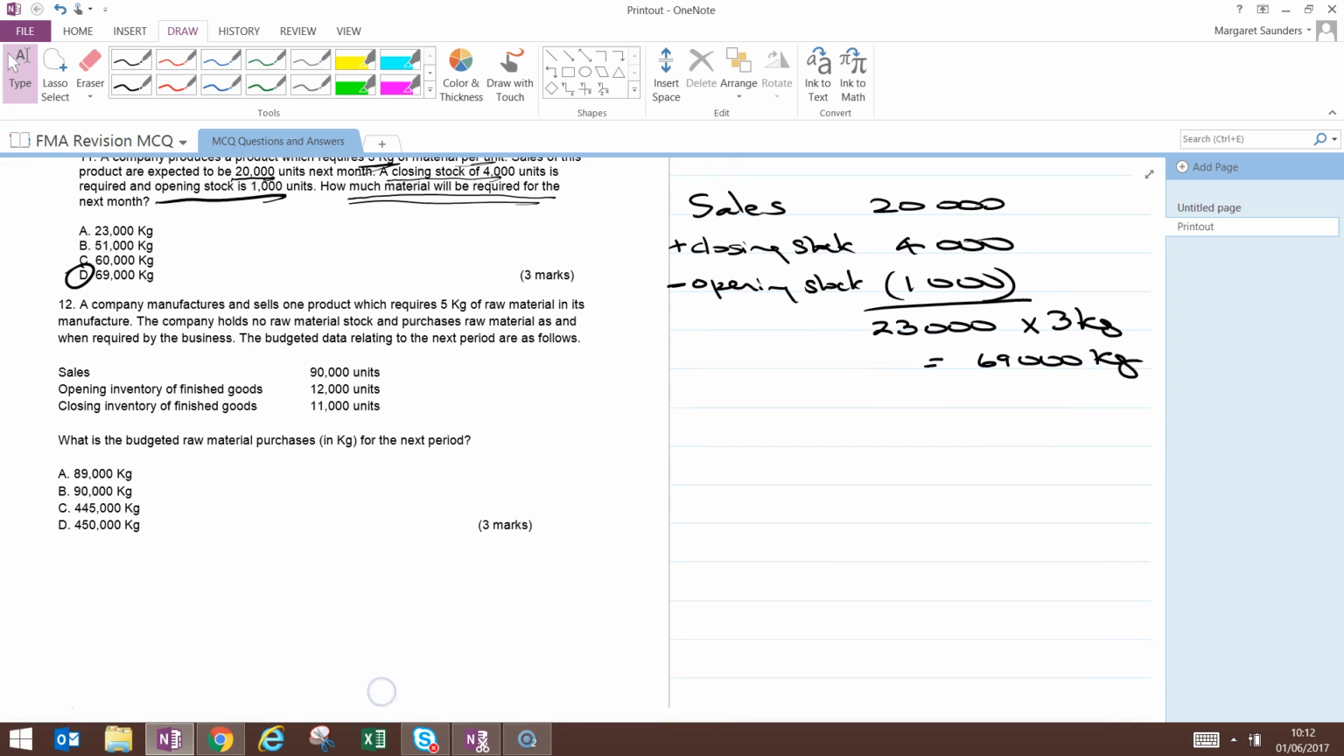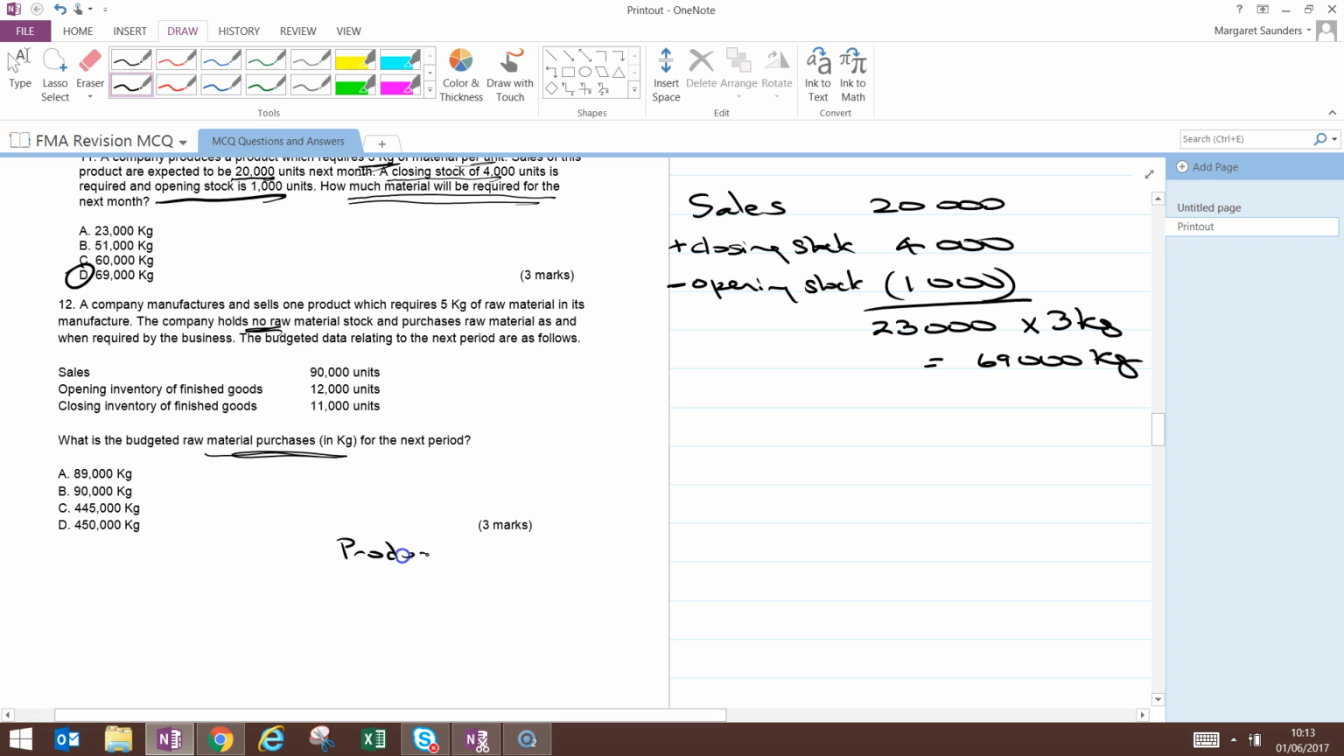Now we come to question 12. So a company manufactures and sells one product which requires 5 kilos of raw material. They hold no raw material stocks. They purchase raw material as and when required. Budgeted data, what we're selling, our opening stock of finished goods, our closing stock, and we're asked for the material purchases budget. Okay, so a reminder of what I've just said.